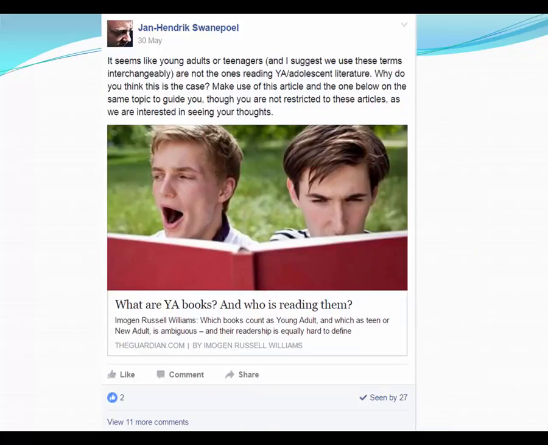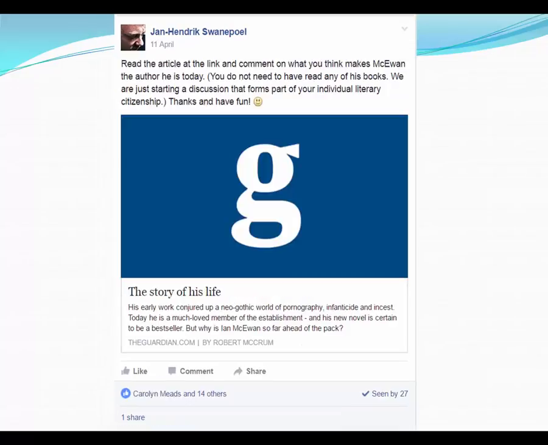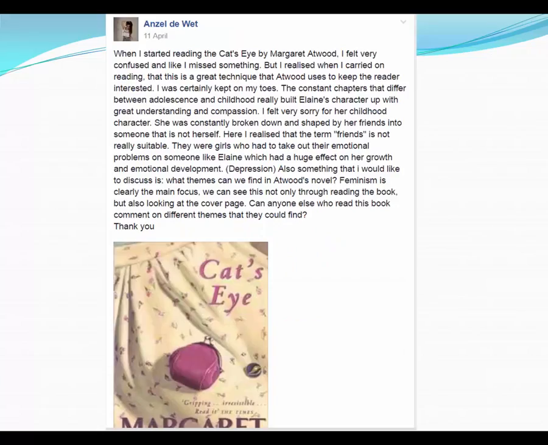Something more academic perhaps. Who's reading it? Why are they reading it? And it seems like adults are actually reading young adult literature, which is interesting. Then, this was also what I referred to earlier on, getting them to read up on the author, but also to consider the fact that maybe the author is not really in the book.